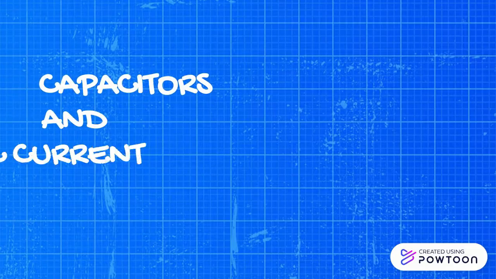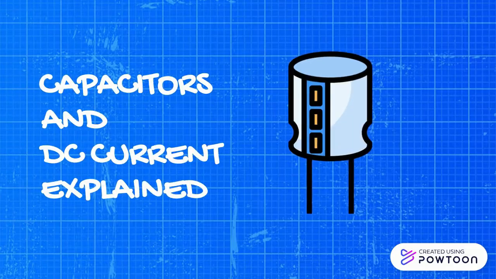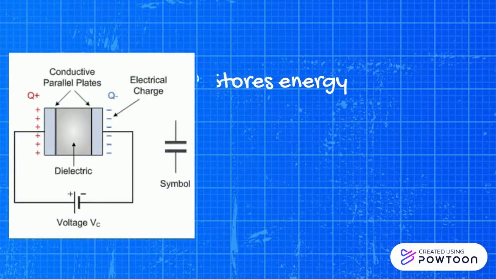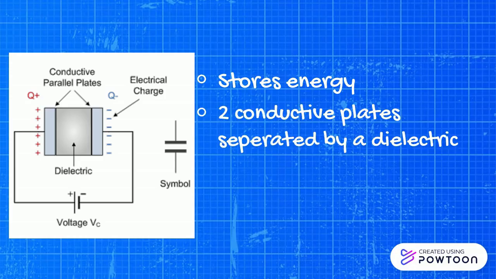This video explains capacitors and direct current and how capacitors behave when connected to DC sources. A capacitor is a passive electronic component that stores electrical energy in an electric field. It is made of two conductive plates separated by an insulating material called a dielectric.